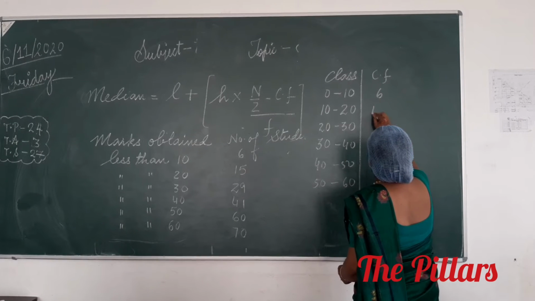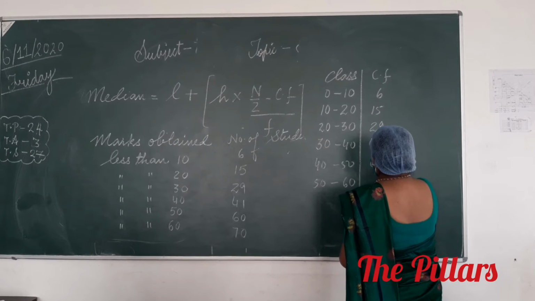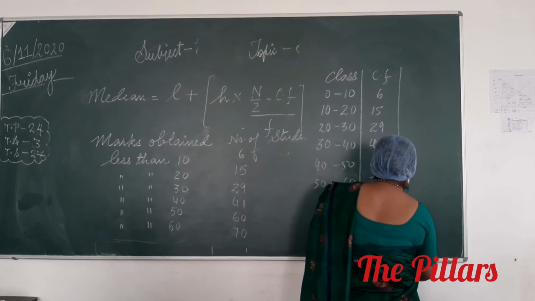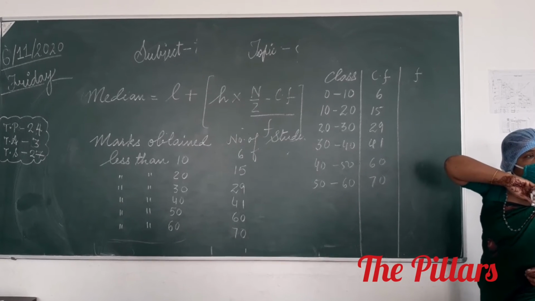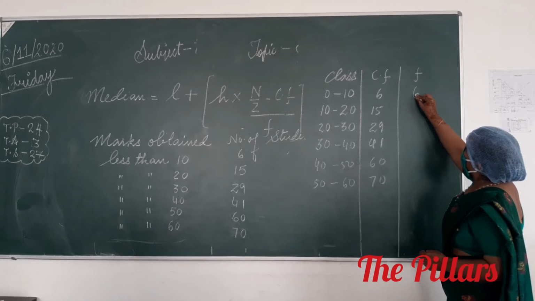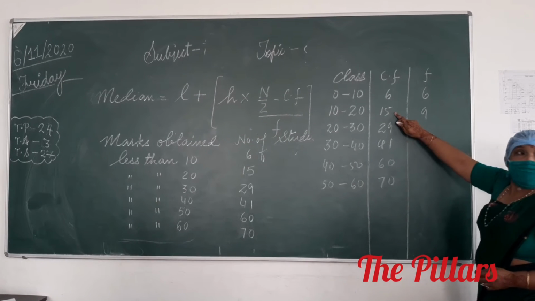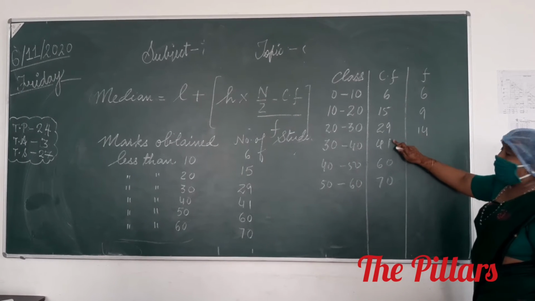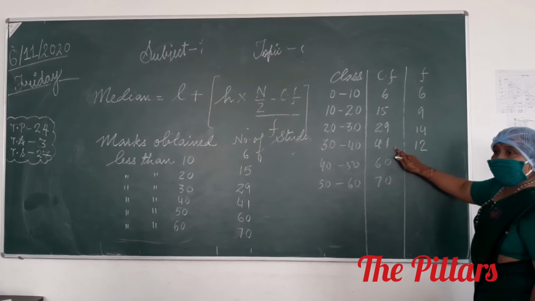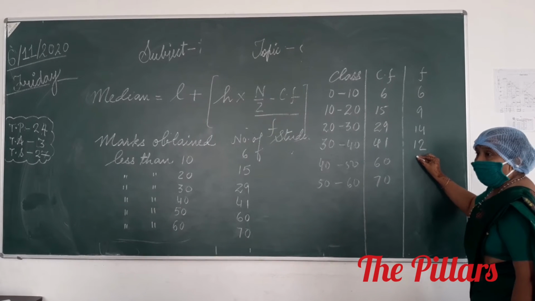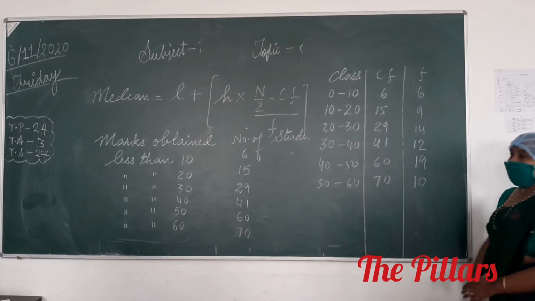What is that? 6, 15, 29, 41, 60 and 70. Now you have to frame frequency out of this. Kushi, can you tell me, beta? First will be same. Very good. 15 minus 6. Then 29 minus 15. Then 41 minus 29. How much will you get? 12. Then 60 minus 41, how much? 19. And 70 minus 60. This is the frequency.